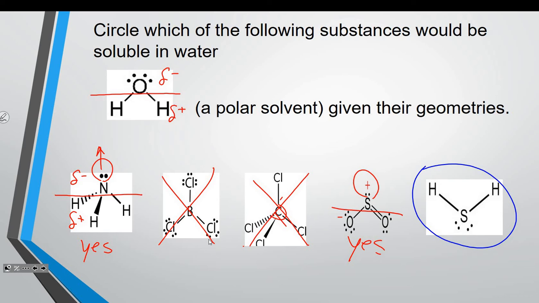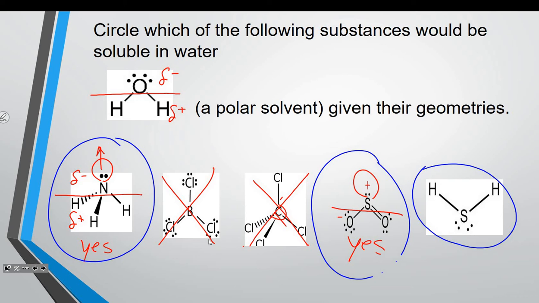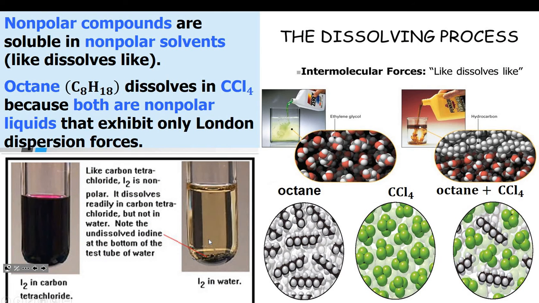Okay? What about the next one? So I should circle the ones in blue that are. Yes? Yes. What about this last one? That one is a yes. It's the same reason as this because it's bent. It has two unshared pairs of electrons, so it's going to have a negative side and a positive side, so this one is yes. Okay? All right, so you need to be able to look at any molecule you're given and say, is there a negative and positive side, or will it dissolve in water? Okay? All right, going forward.